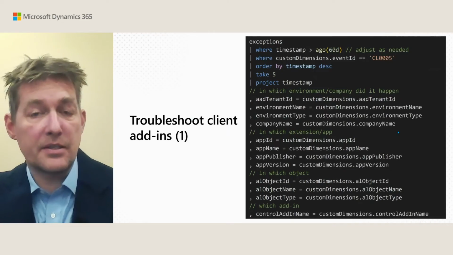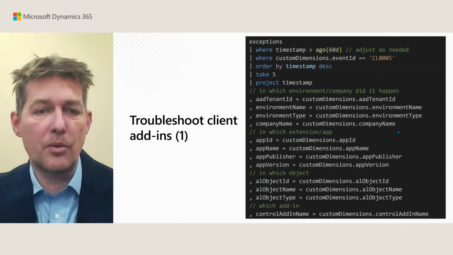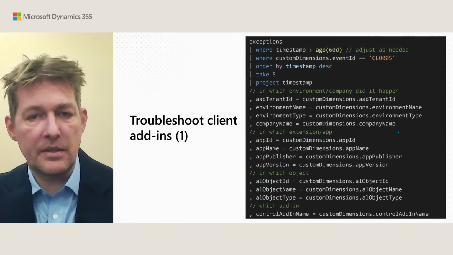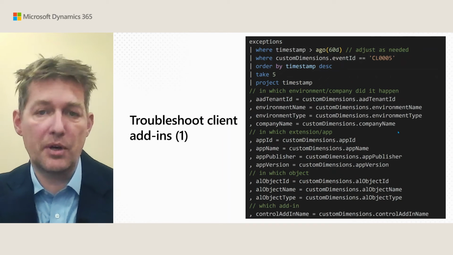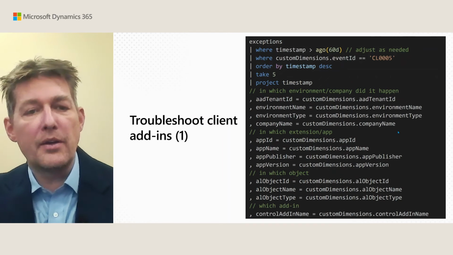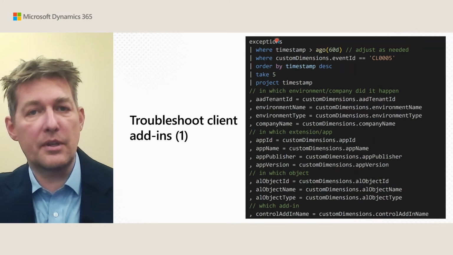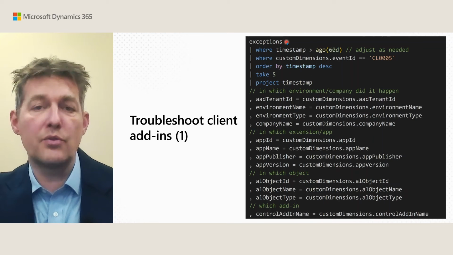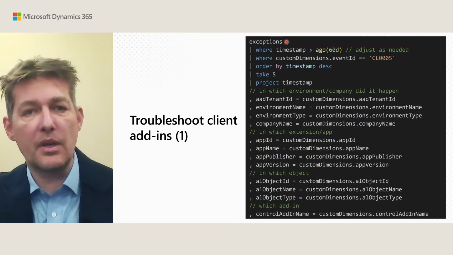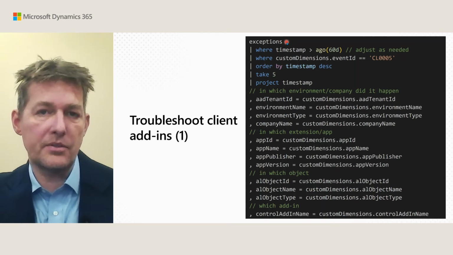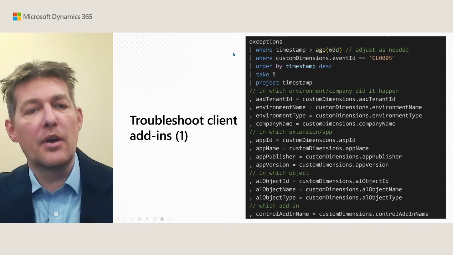All right, next class of telemetry is troubleshooting client add-ins. This is a blind spot, or was a blind spot until now. But now you have telemetry on this. Notice that this is logged to the exceptions table. This is a new thing. So not traces, not page views, but exceptions.